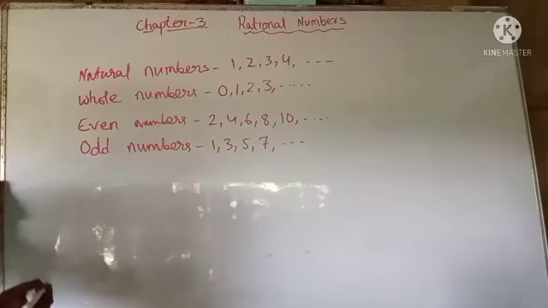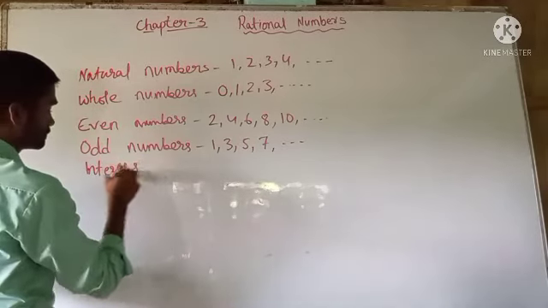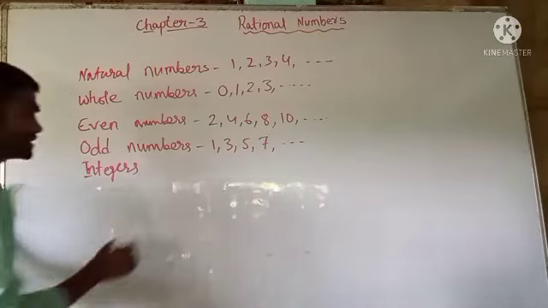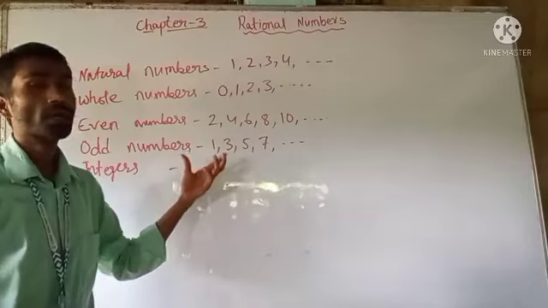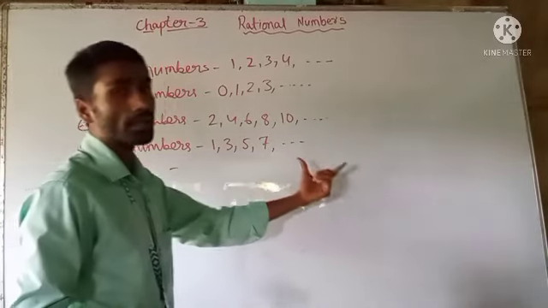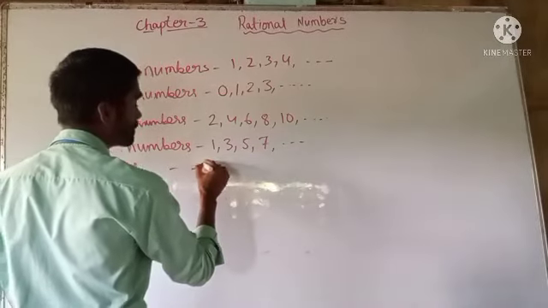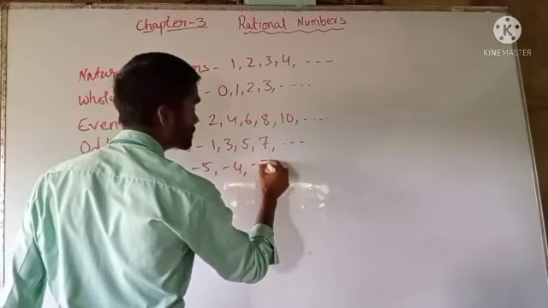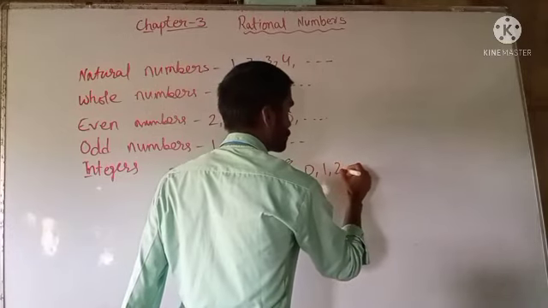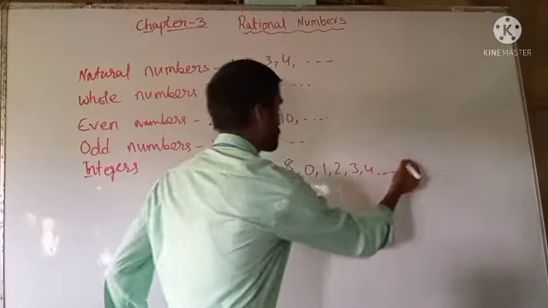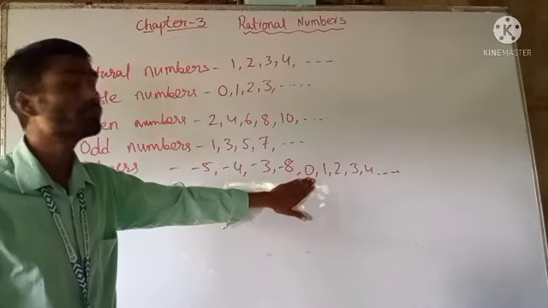We have learned about integers also. Integers include both the plus sign and the minus sign, that means positive numbers and negative numbers. That means minus 5, minus 4, minus 3, minus 8, 0, 1, 2, 3, 4. But remember that 0 has neither a positive nor a negative value.